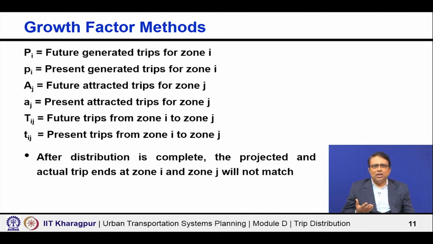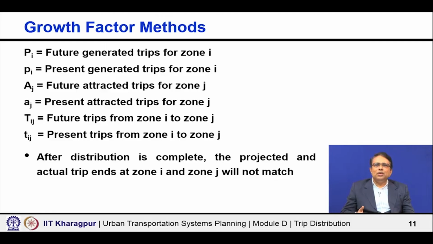And what I said: capital Pi is the future generated trips in zone i, small pi is the present generated trips in zone i, capital Aj is the future attracted trips in zone j, small Aj is the present attracted trips in zone j, and capital Tij is the future trips from i to j, small tij is the present trips from i to j.